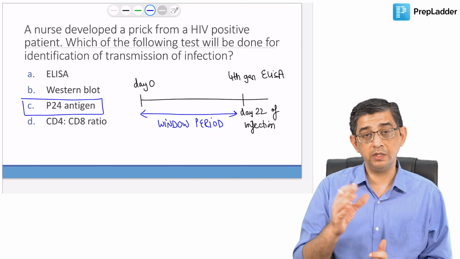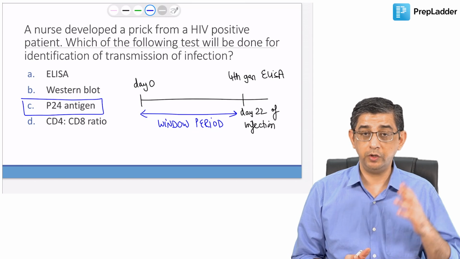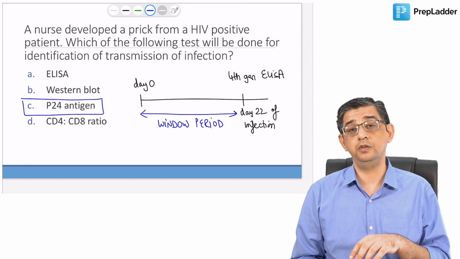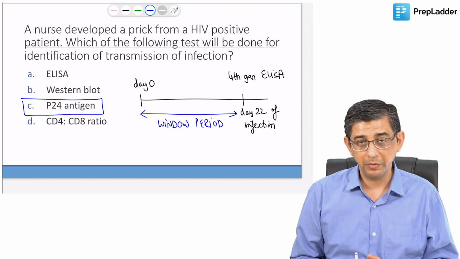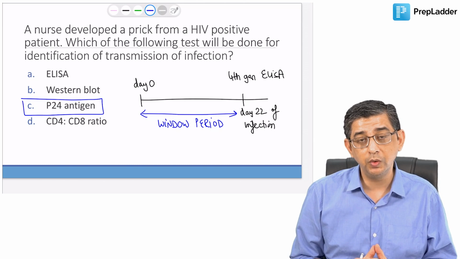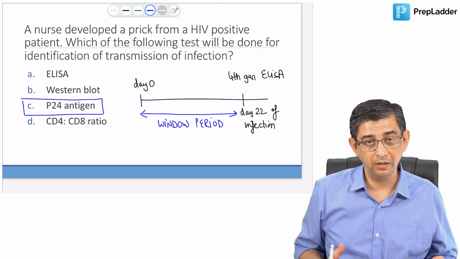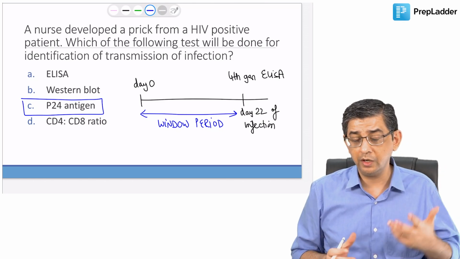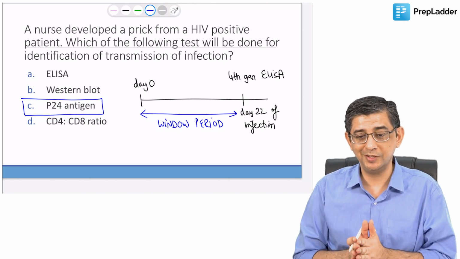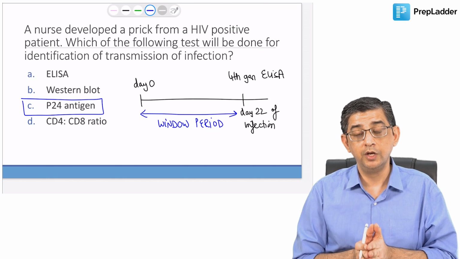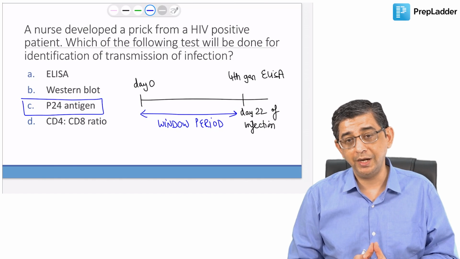You will do a P24 antigen. I repeat the statement, take it on yourself rather than on the nurse. You got a prick from an HIV positive patient, and if a doctor tells you that he'll tell you whether you got this infection after 1 month, I mean, I'd be a nervous wreck waiting for 1 month. I'll go to the doctor and say, don't you have technology? You medical people call yourselves so advanced, so don't you have technology to pick up the infection early? So what will you do? You're going to do a PCR. Now, because PCR is not given, you will do a P24 antigen in this case.